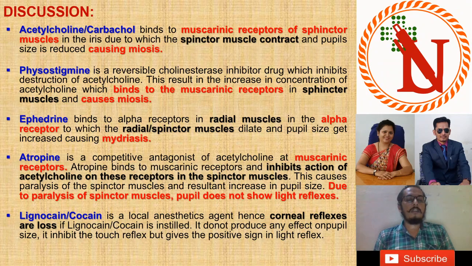Lignocaine or cocaine is a local anesthetic agent. It gives a negative sign when we touch the cotton pledge or a piece of paper onto the eye. That means there is no blink. But it gives a positive result when we focus light onto the eye. That means the pupil size increases and decreases. So the light reflex is present but the touch reflex is absent.